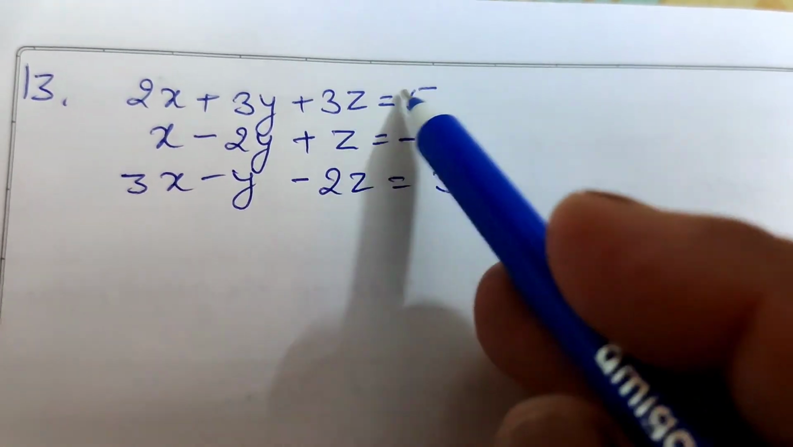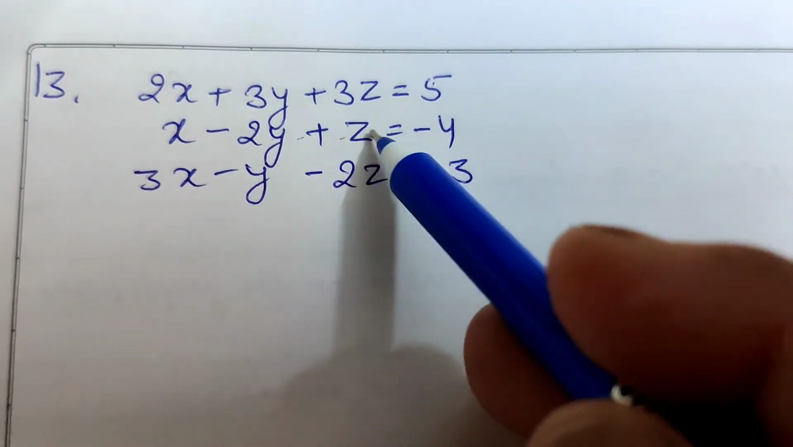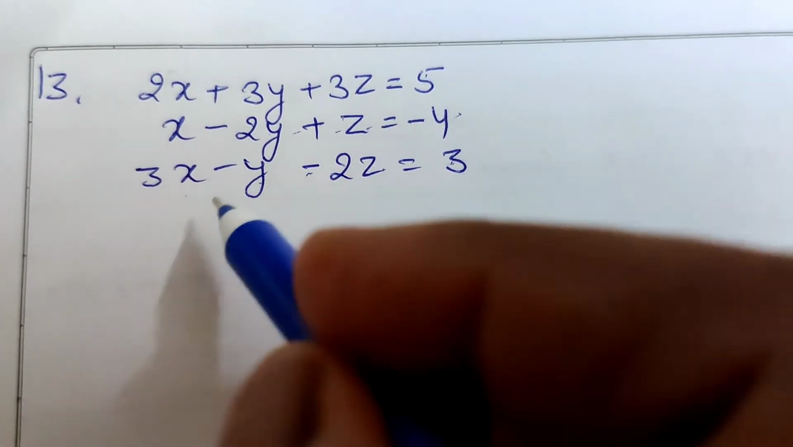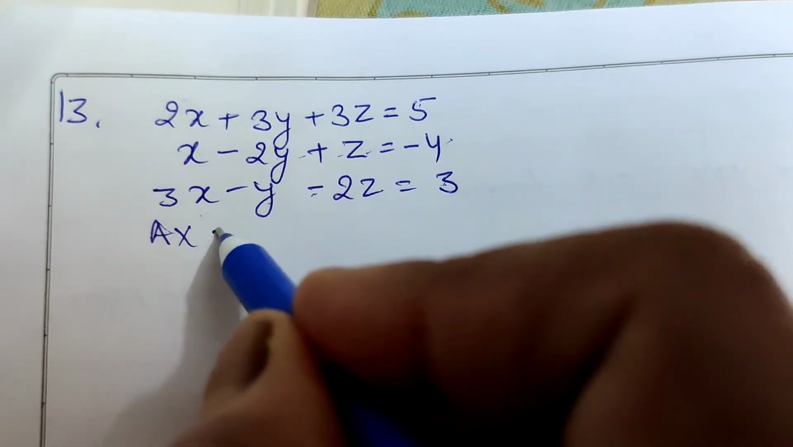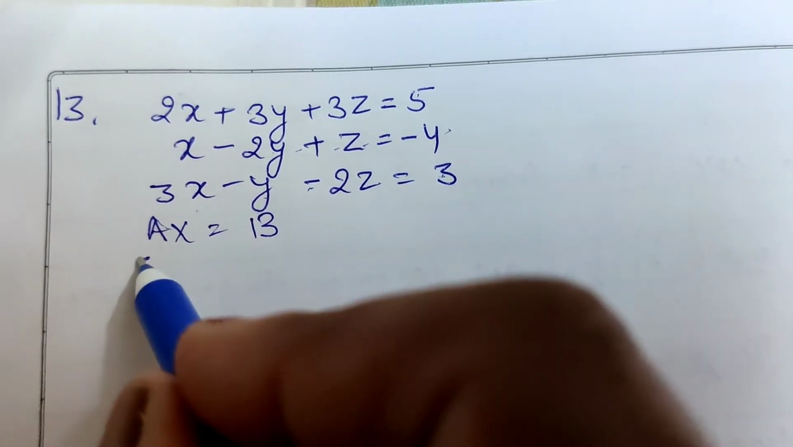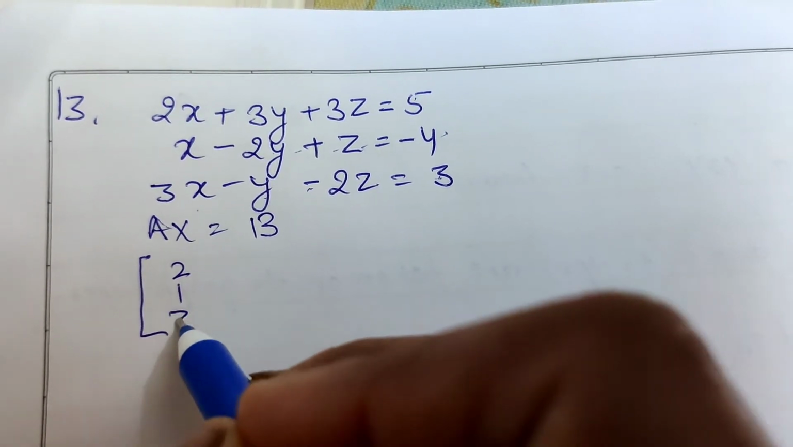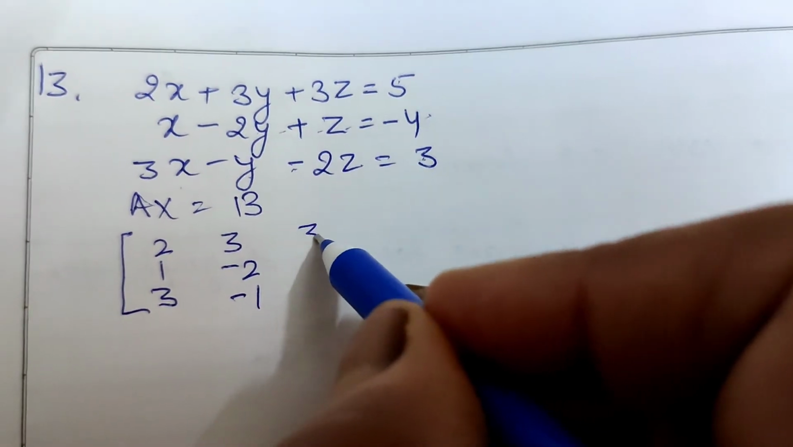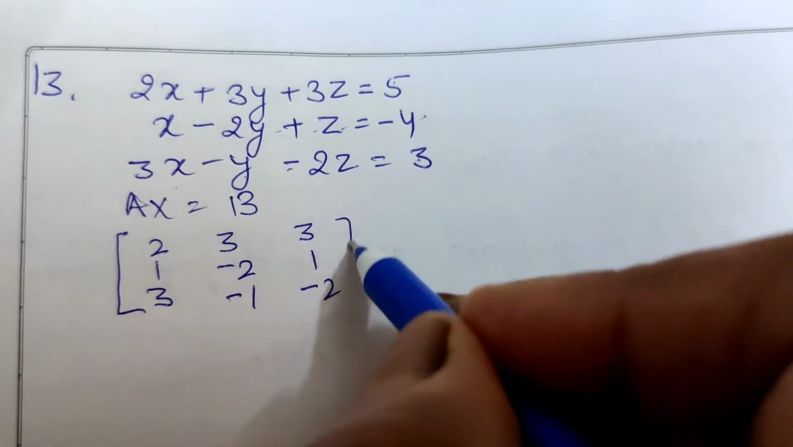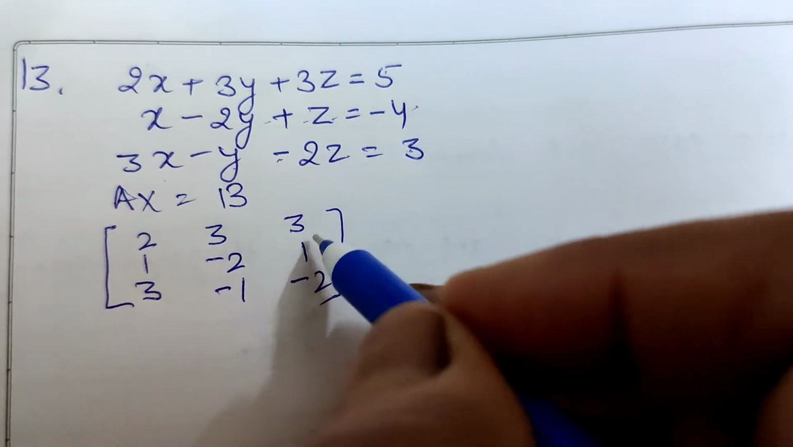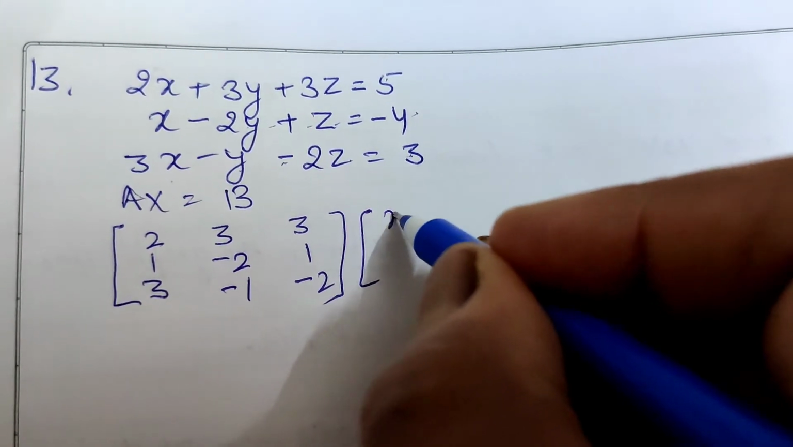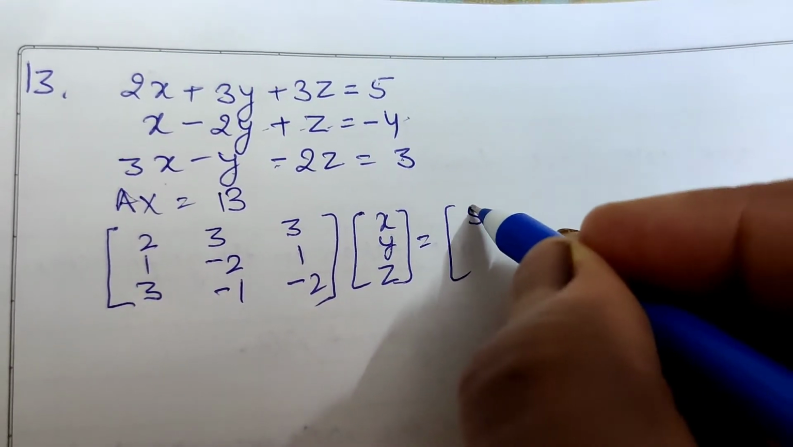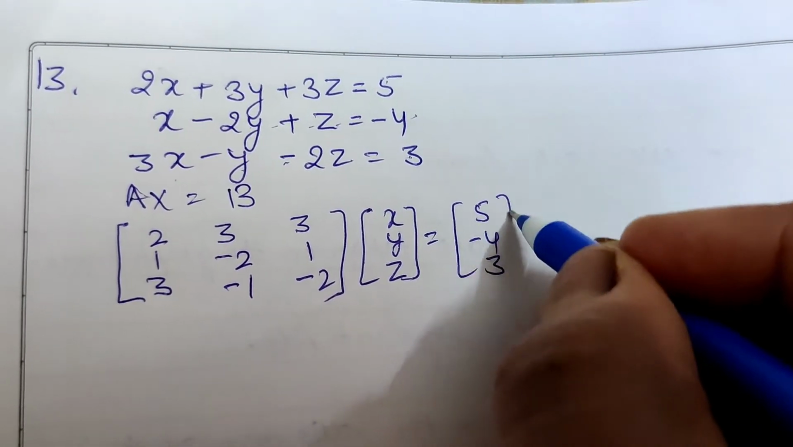2x plus 3y plus 3z equal to 5. x minus 2y plus z equal to minus 4. 3x minus y minus 2z equal to 3. Now written in the form of AX equal to B. The equations: 2, 1, 3; 3, minus 2, minus 1; 3, 1, minus 2. These are the coefficients of x, y and z. And X is this, B is 5, minus 4, 3.